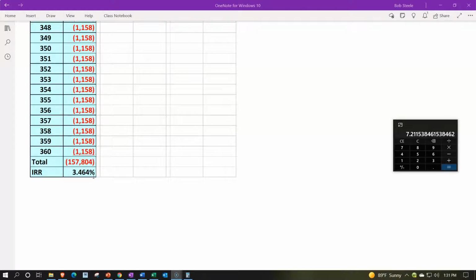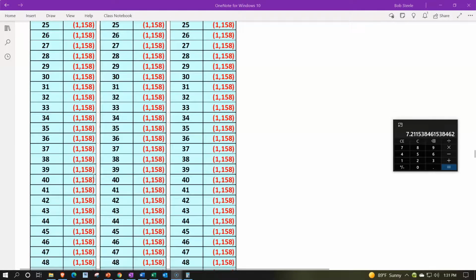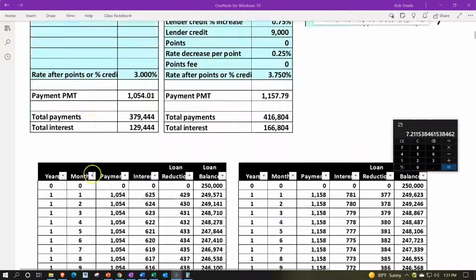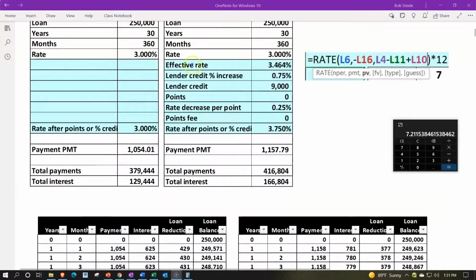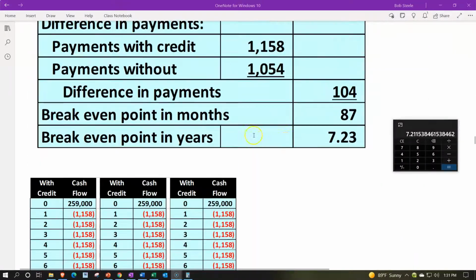That should be the effective rate that we calculated up top. So if I go up top, way up here, and check whether that's what we calculated for the effective rate, we got 3.464. So that proves the effective rate that we had calculated. Then we can hunt for that break-even.